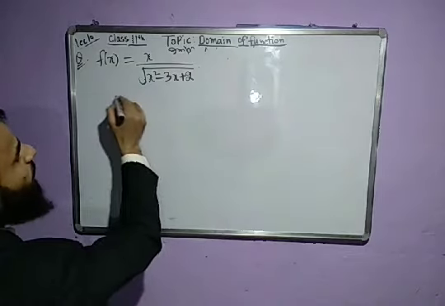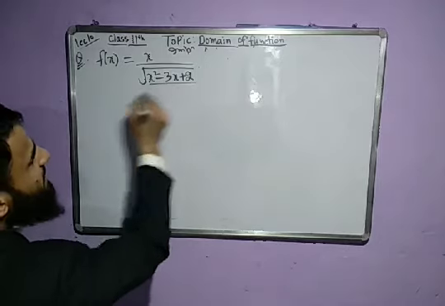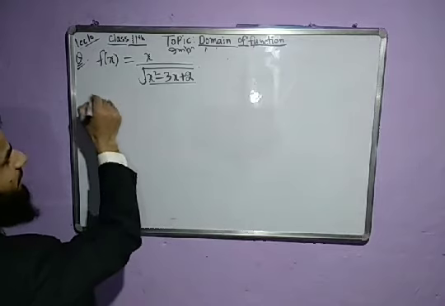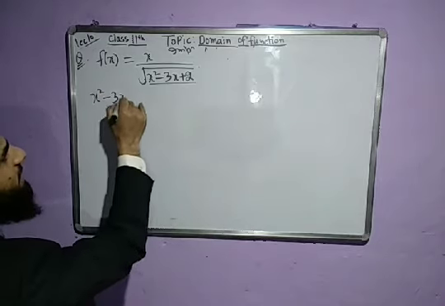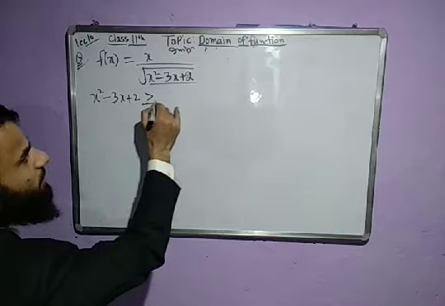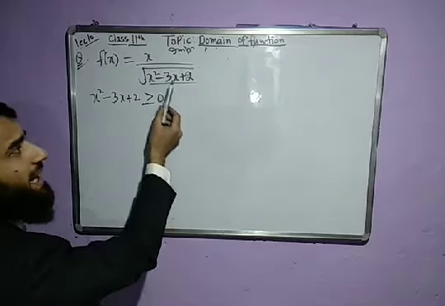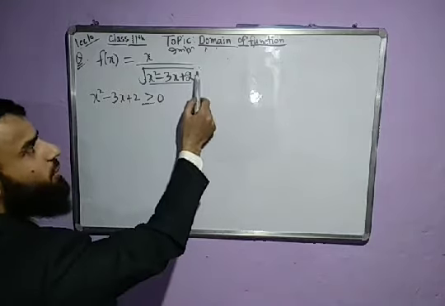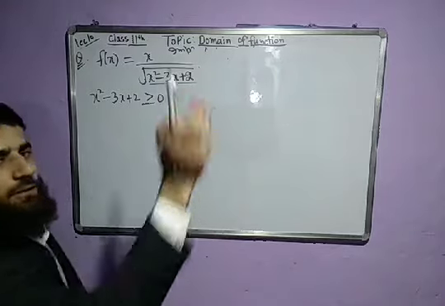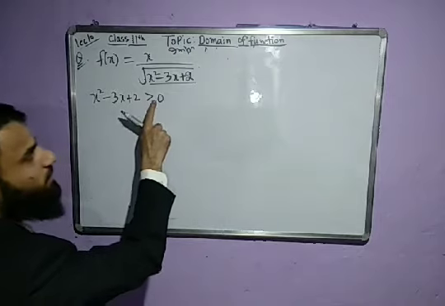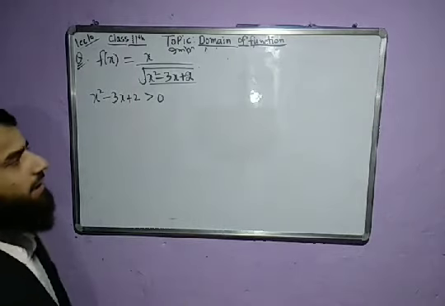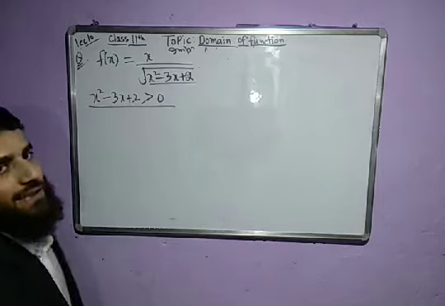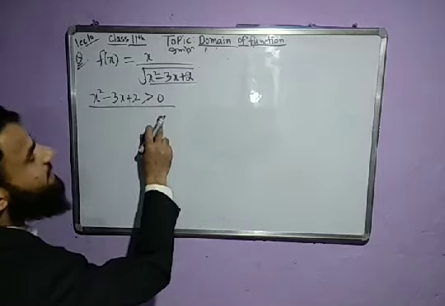Okay. Now, for f of x to be defined, first of all, 2 things will happen. This x square minus 3x plus 2 should be greater than or equal to 0. But then if x square minus 3x plus 2 is equal to 0, the denominator becomes 0. That means when the denominator becomes 0, it will not be defined. Therefore, we cannot take equal to. Getting me? So I am left with only one possibility, that this expression should be greater than 0. And when it is greater than 0, what will I get?